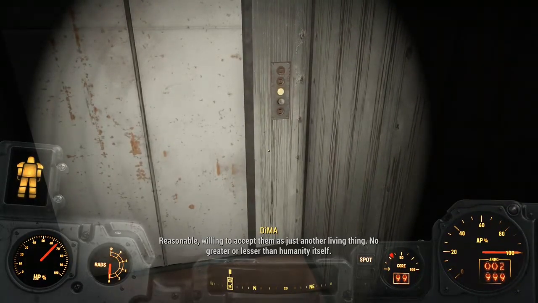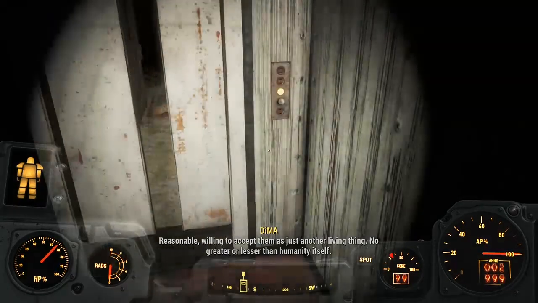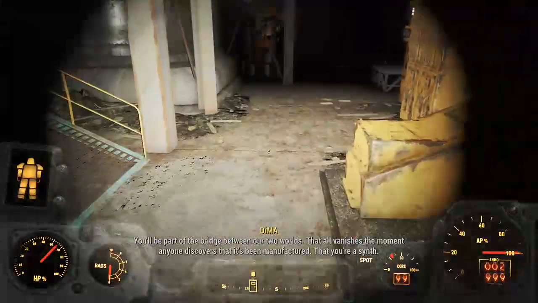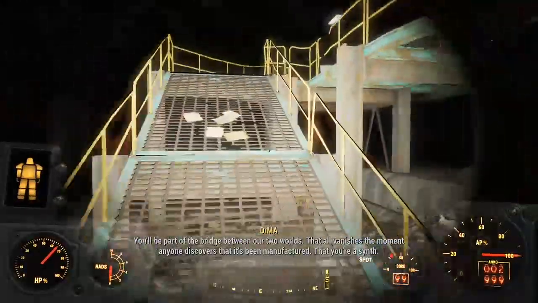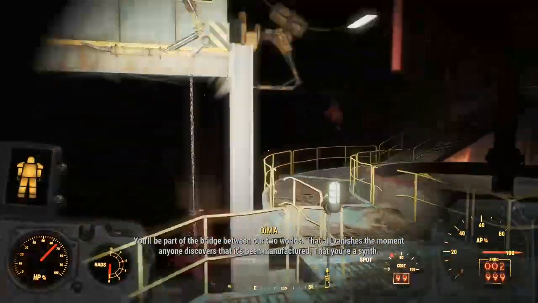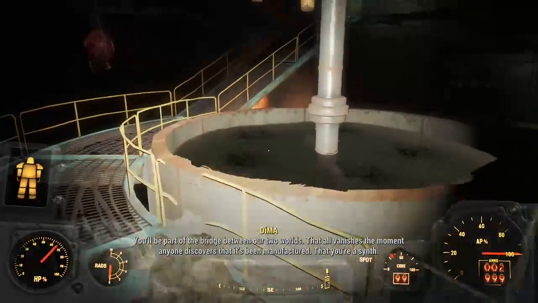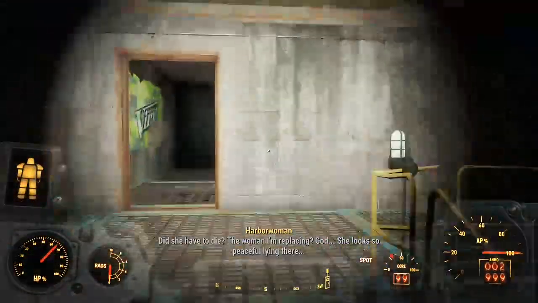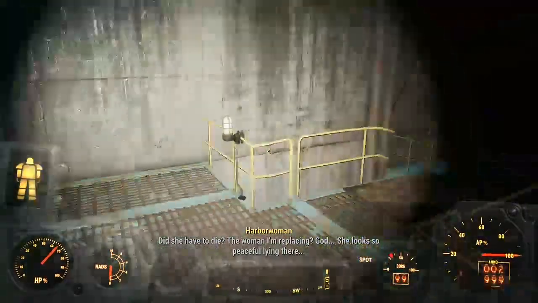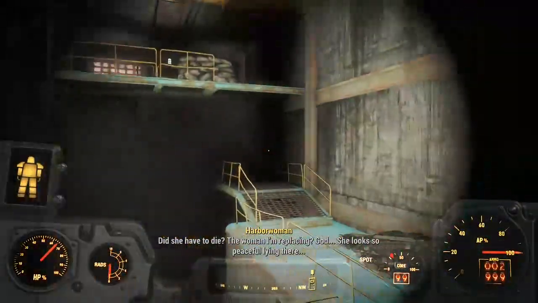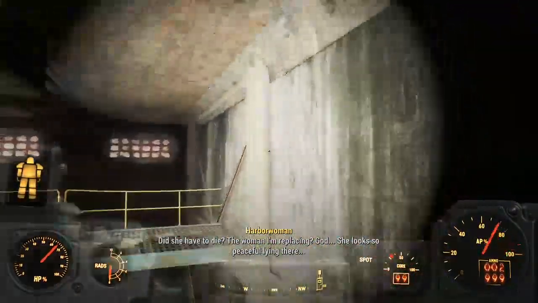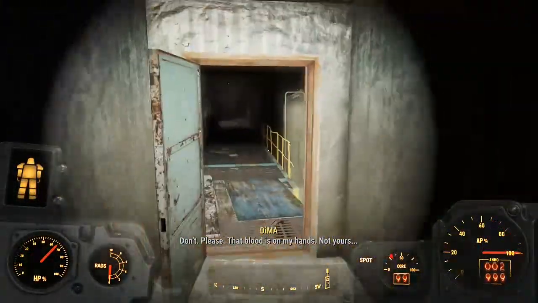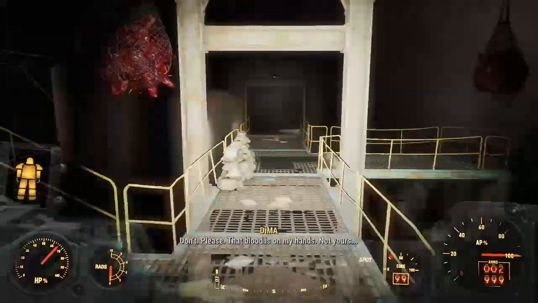No greater or lesser than humanity itself. You'll be part of the bridge between our two worlds. That all vanishes the moment anyone discovers that it's been manufactured. That you're a synth. Did she have to die? The woman I'm replacing? God, she looks so peaceful lying there. Don't. Please. That blood is on my hands, not yours.